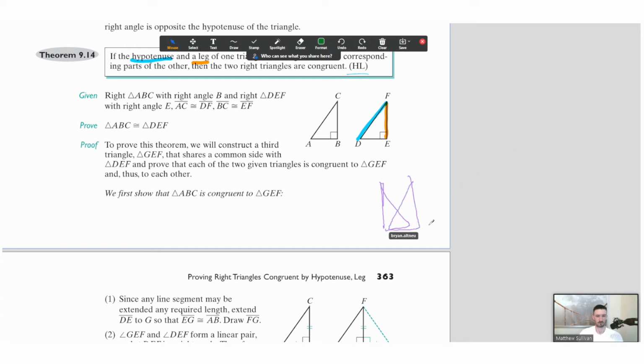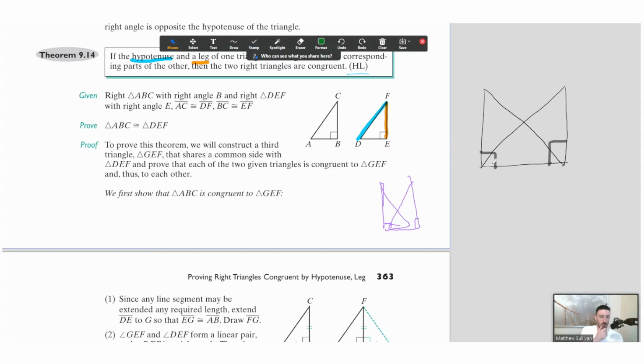Something like that. Okay, are you trying to draw something more like this? Yep. Okay. Yep. So you would still be able to use that as HL.